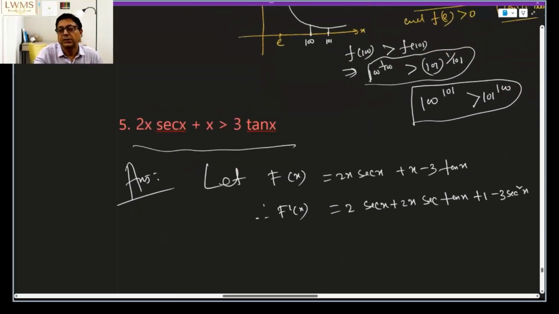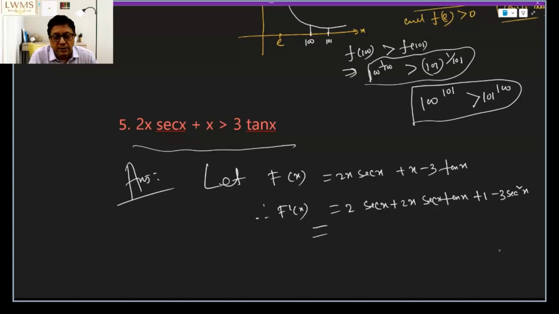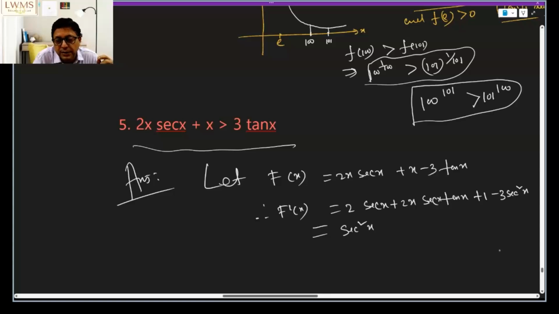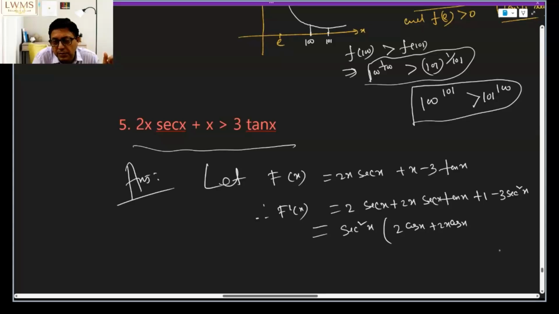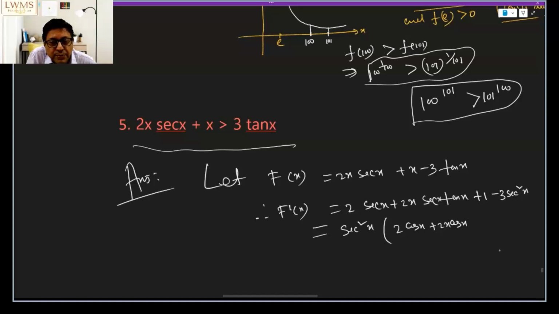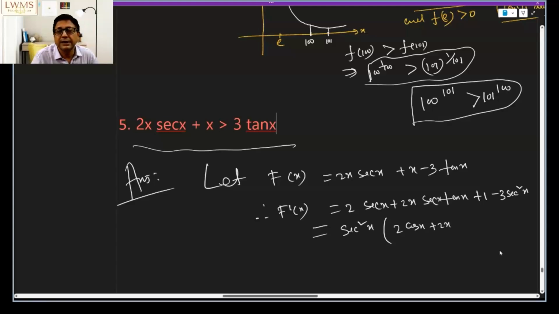Alright, sec x tan x. We have to prove this is positive. So for that reason I am taking sec square x common. I am taking sec square x common. Okay. So this will be 2x cos x. No, 2x sin x, isn't it? Because it is sec x tan x, sin x by sec square x. So it will be 2x sin x.